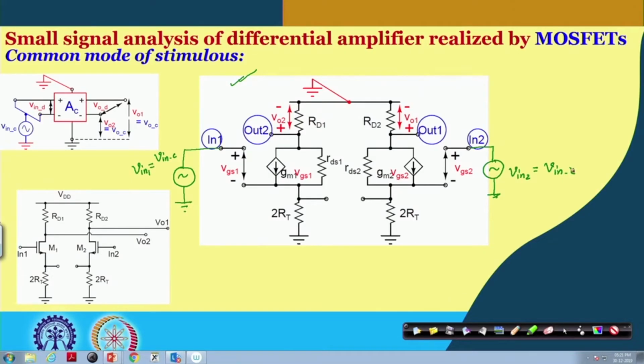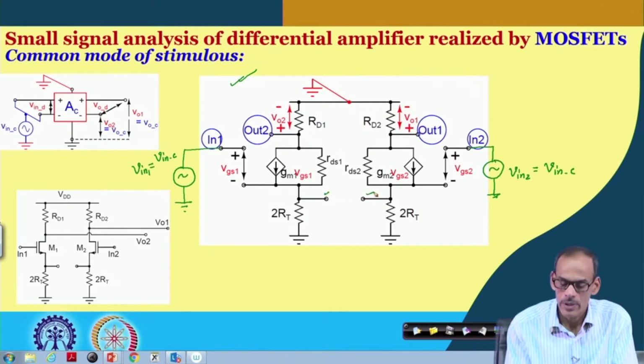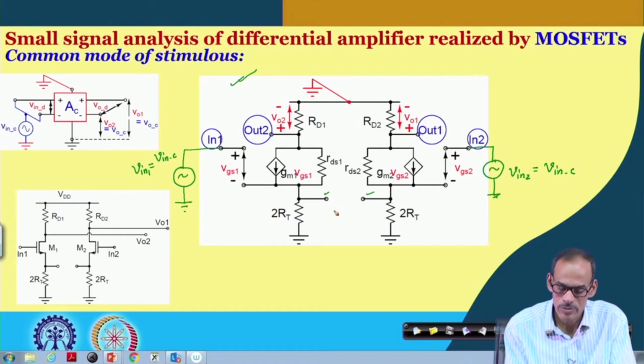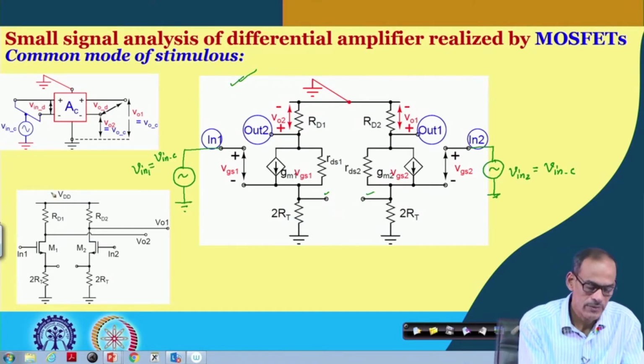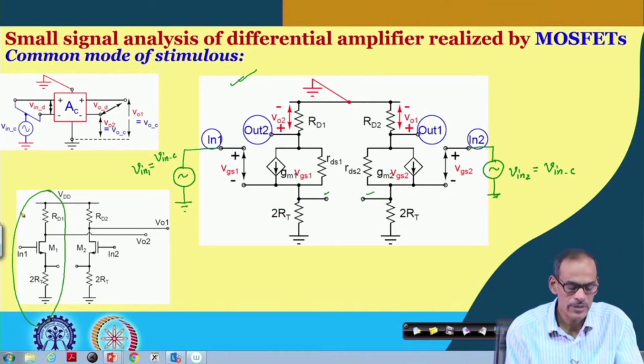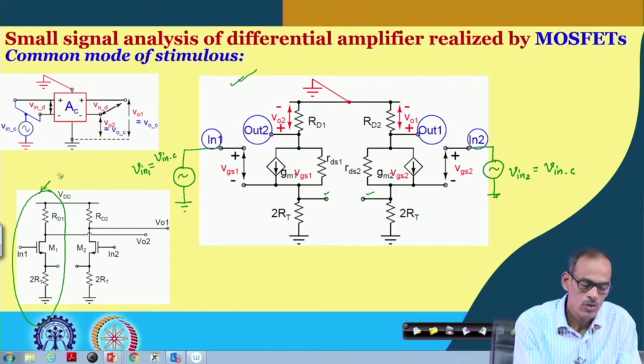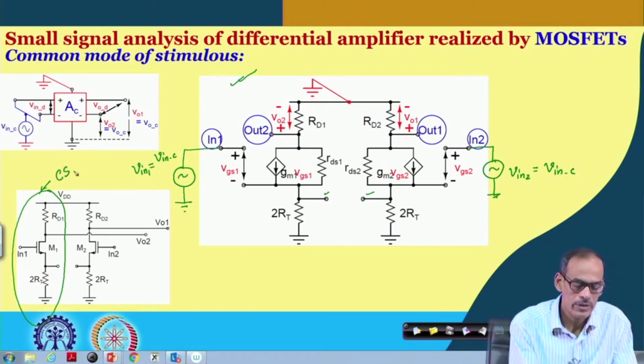Now, for our understanding of the circuit, again we are keeping the circuit disconnected here, and we would like to see what kind of signal we get with this stimulus. If we keep this disconnected, and if you refer to the circuit at the transistor level, this is a common source amplifier with source degeneration.